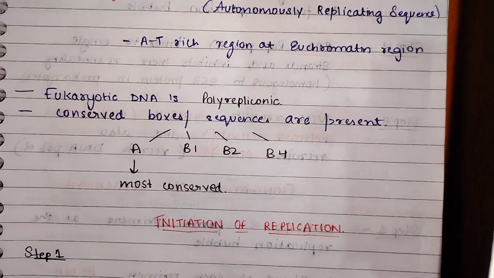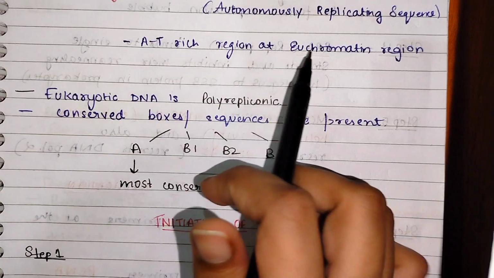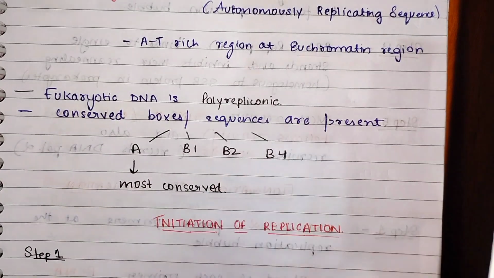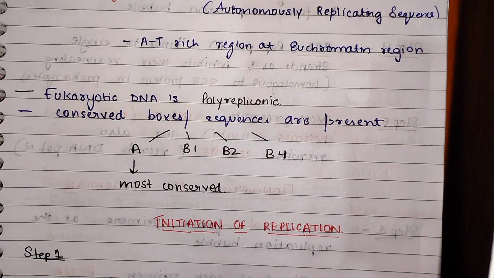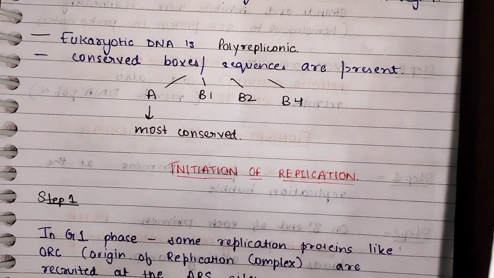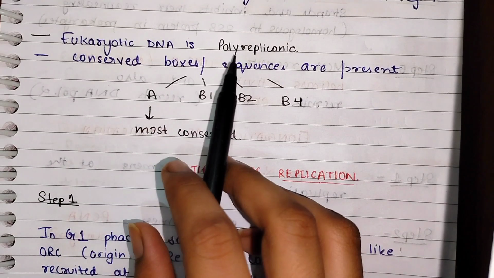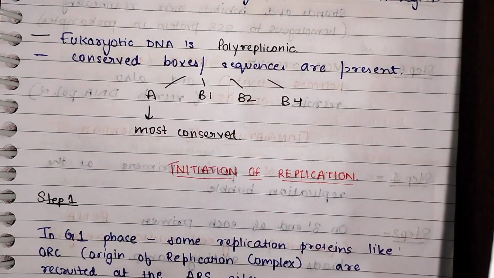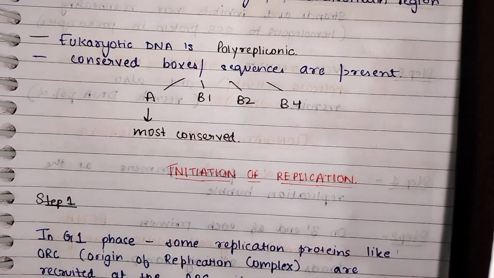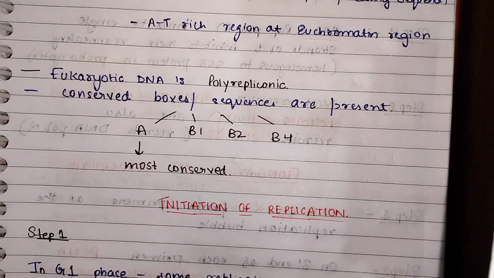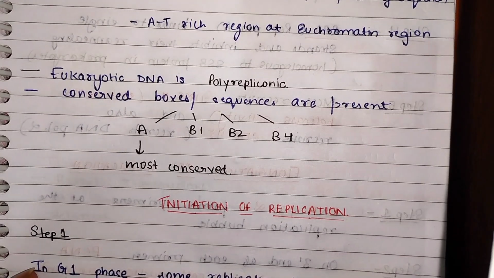This region is an AT-rich region at the euchromatin region. Euchromatin region is that region which codes for certain proteins. Eukaryotic DNA is polyrepliconic. Polyrepliconic means that there are many replicons in the eukaryotic DNA. A replicon is a unit of replication. It means in a replicon, the replication will take place continuously.